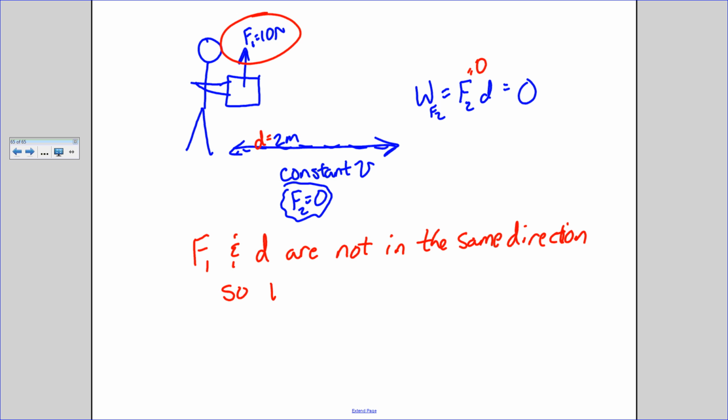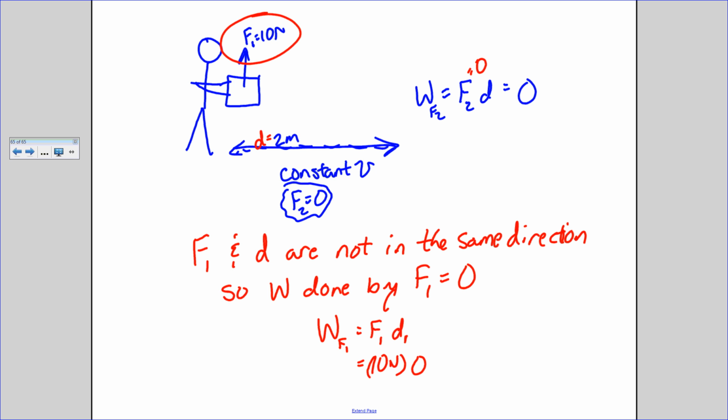So the work done by F1 equals 0. In equation form, I'd write that as work done by F1 is equal to F1 times D, I'll call this D1. That's going to be equal to 10 newtons times 0 meters, because D1 would be the amount of distance that it travels in this direction, and that's equal to 0.